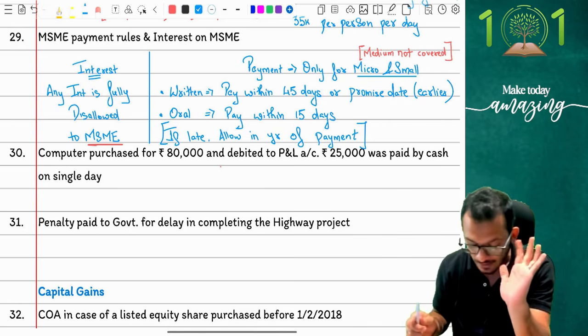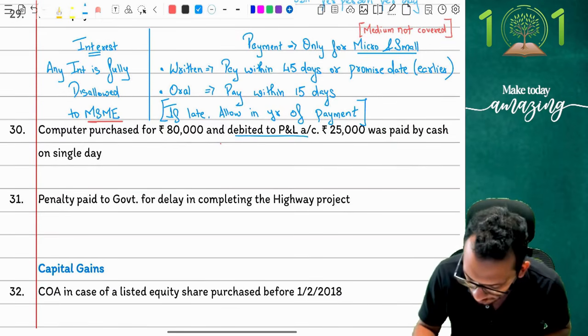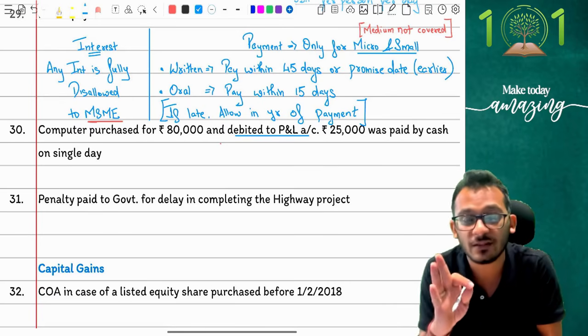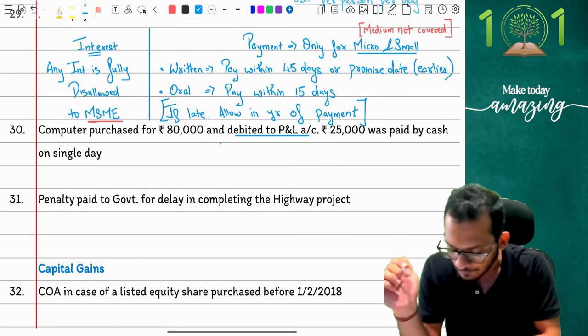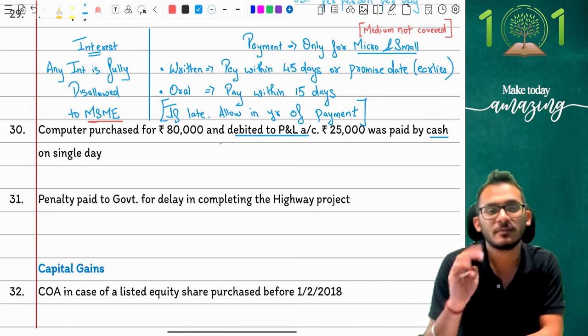Adjustment number 30 says a computer, which is purchased for 80,000, is debited to the P&L account. The first line item is an issue. The question says I have debited 80,000 rupees worth of computer to my P&L. 25,000 rupees was paid by cash on a single day. And here is where the problem starts.